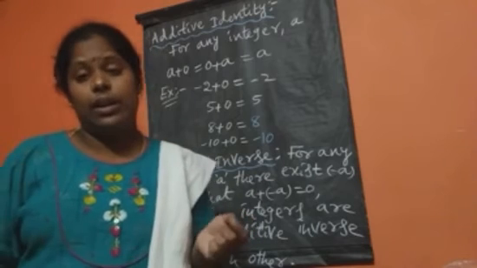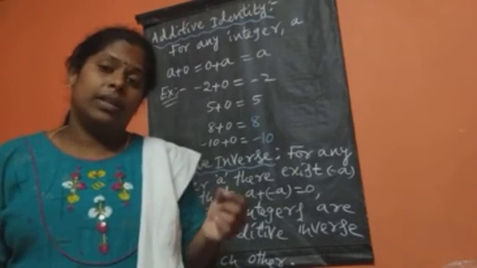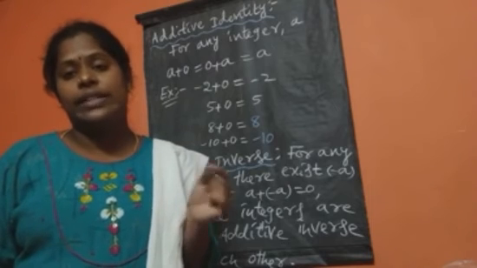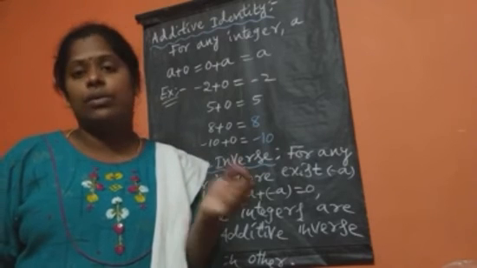If we add a number to any number and that addition becomes 0, those two numbers are said to be additive inverses of each other.